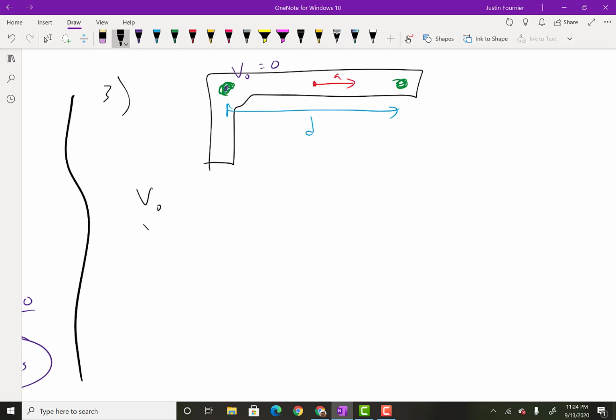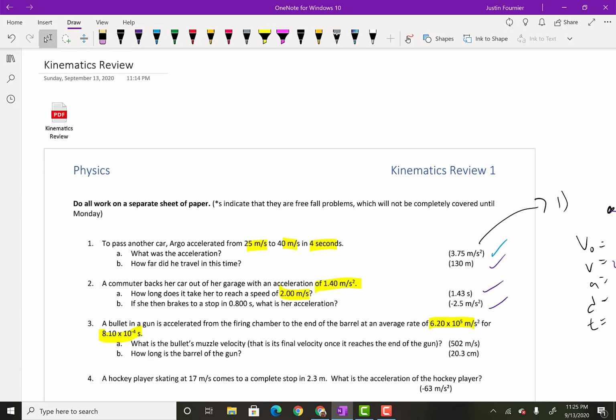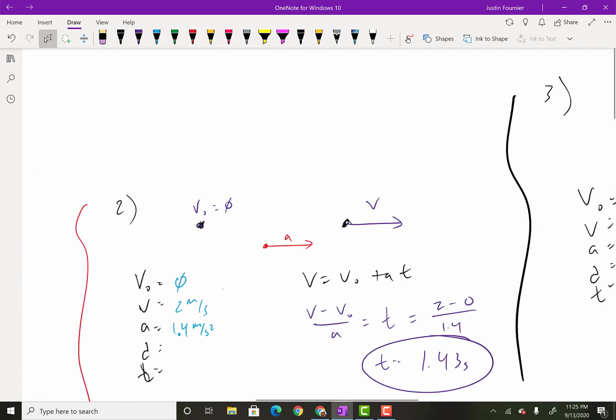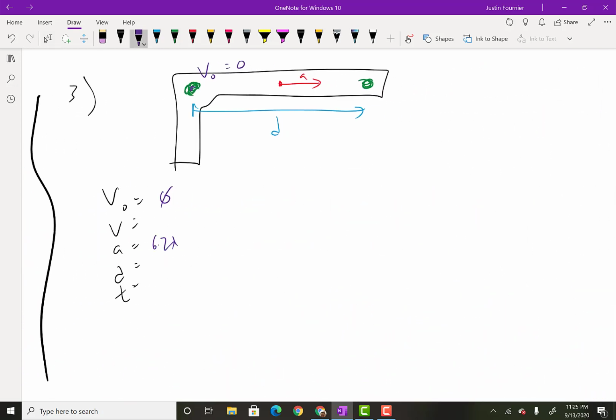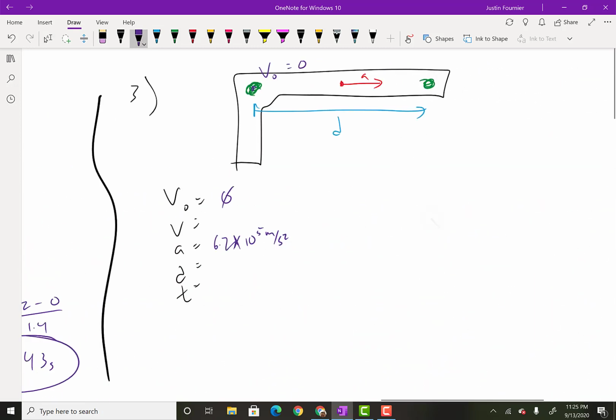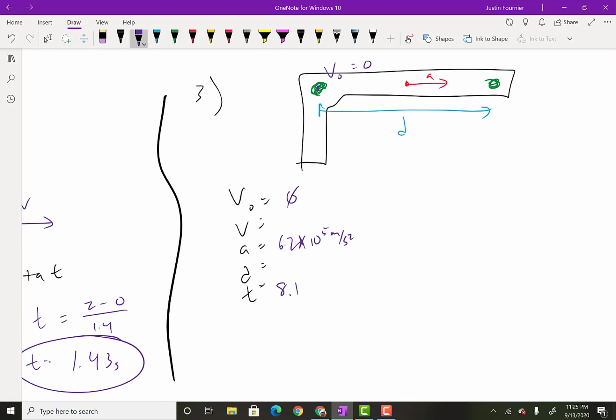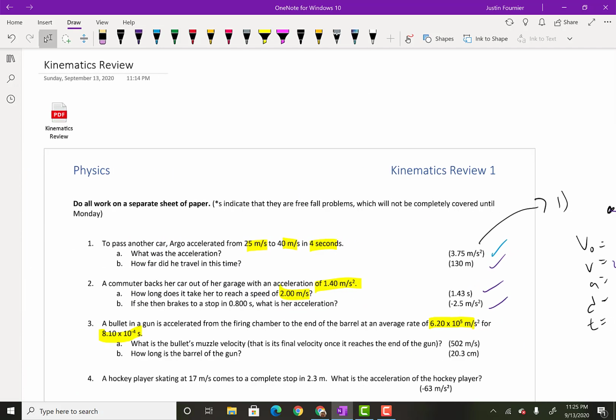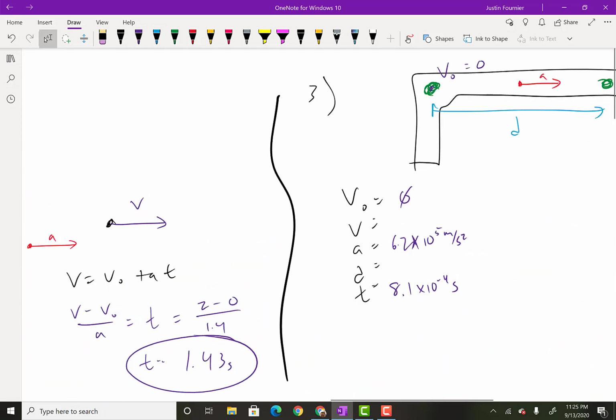So let's make our VOVAT. We know the initial velocity is 0. Let's get the other information here. Acceleration is 6.2 times 10 to the 5, which seems like a lot, but remember, this is a bullet in a gun. And then next up we got 8.1 times 10 to the negative 4 seconds is how long it takes, which also makes sense. It's a gun, right? And we're trying to find out what the final speed is, what the final velocity is.